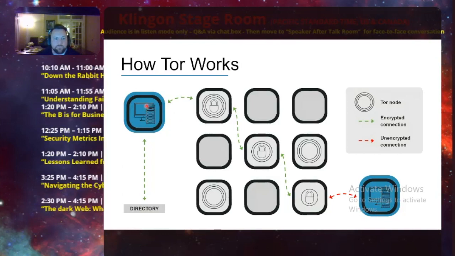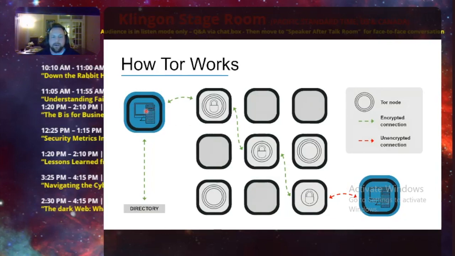All right, so over on the left-hand side, we have our client. Here we have a list of 9 relays. And then over on the right-hand side, we have our end destination. And we'll call this Google. So one of Google's servers.